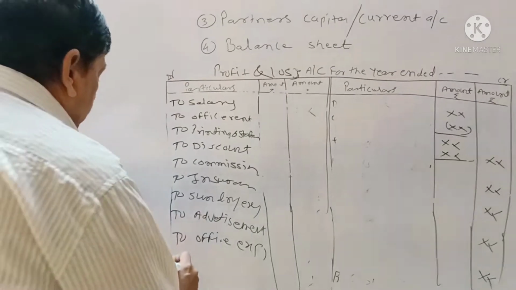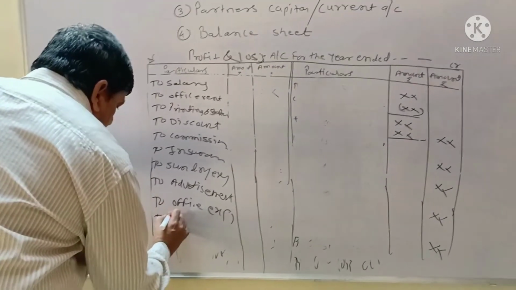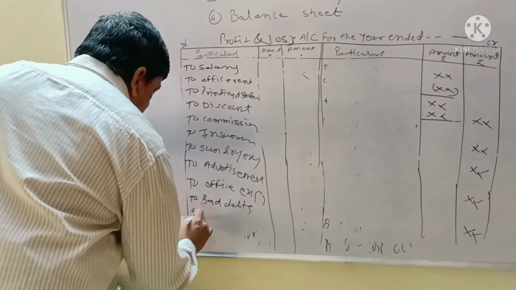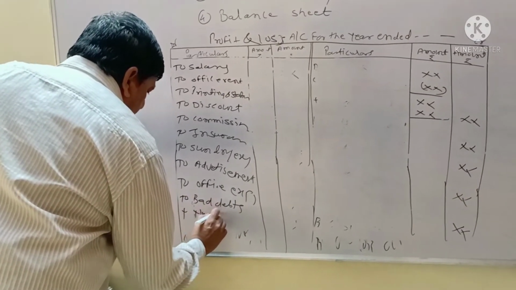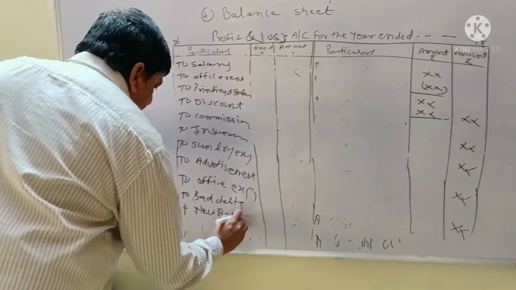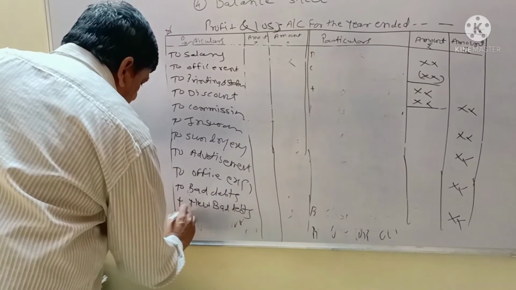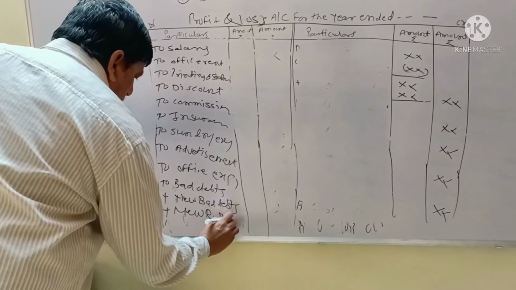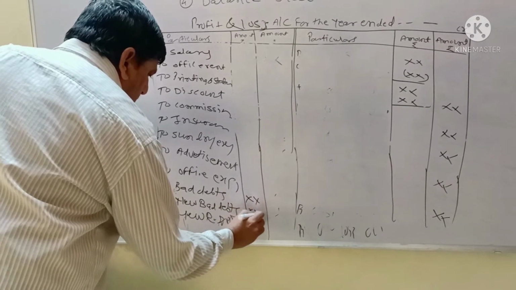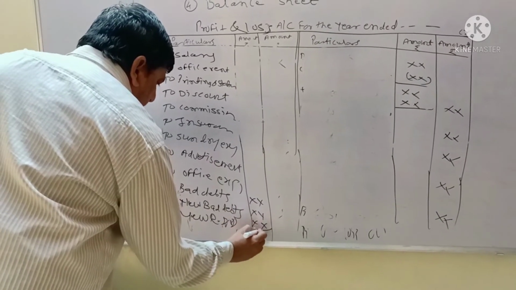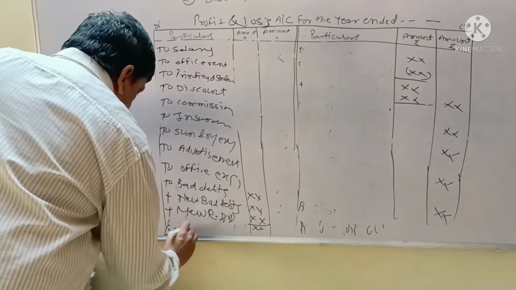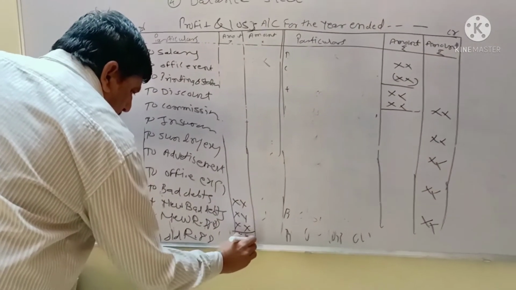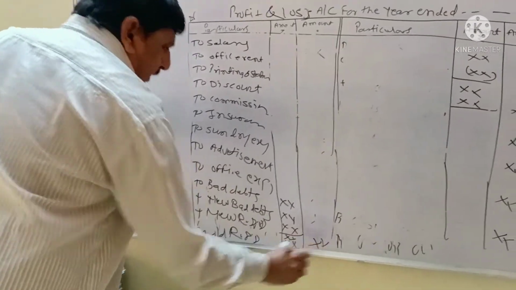Then you have to prepare the format: to bad debts plus new bad debts. New bad debts means further bad debts. Plus new RDD, reserve for doubtful debts, taken in the inner column, total also taken in the inner column. Less old RDD, meaning if provision for doubtful debts is given on the credit side of the trial balance, it must be deducted, and then take it in the outer column.